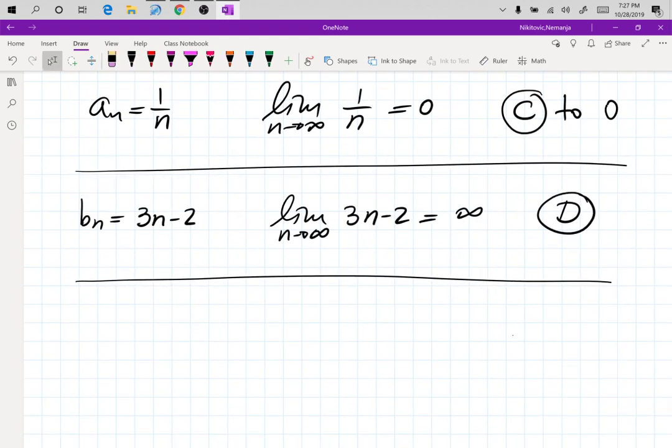Now let's take a look at some of these wonderful exercises provided in here. They would like to know, let's say cn is equal to n to the 12 divided by 3n to the 12 plus 4.